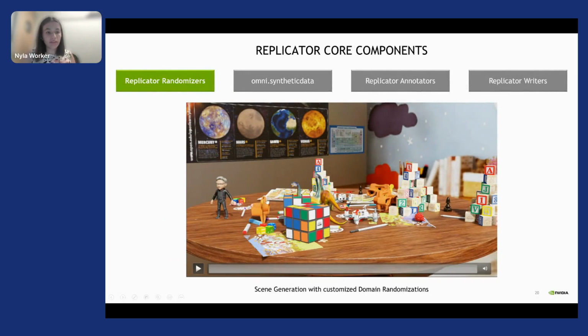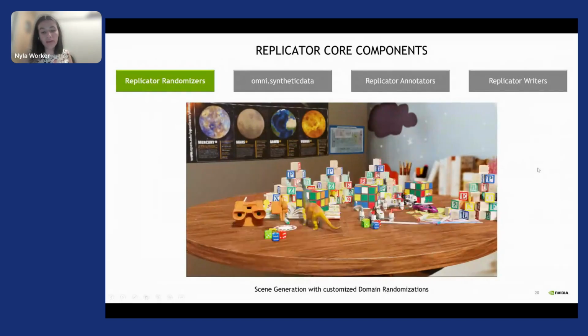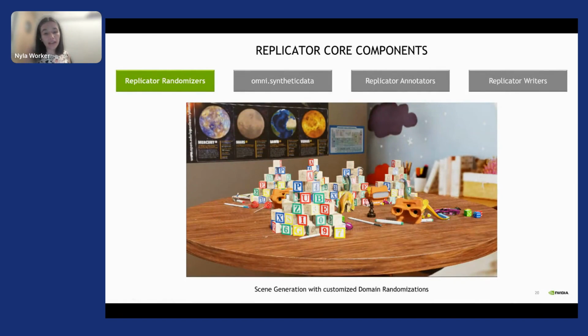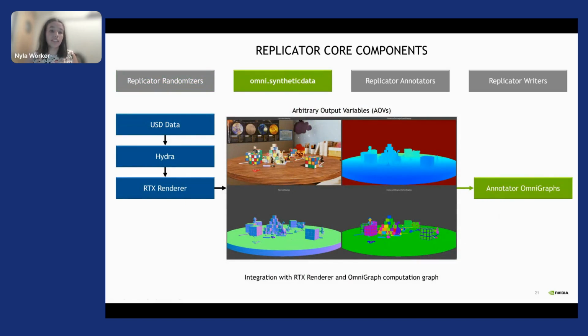So what do we provide you with Replicator? We provide you a randomizer. So as you see here, the randomizers here are moving the poses of objects everywhere in a plane. So that is one of the randomizers, but there are many more that you can use. And what this will do is immediately give you tons of variety in your data sets. Below that, we have omni.syntheticdata. Omni.syntheticdata is the lower level API, which basically gives you control over the renderer to give you access to the AOVs.